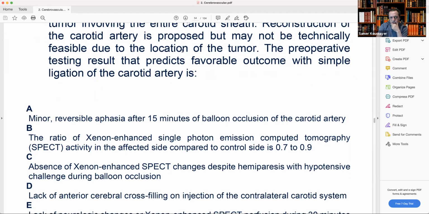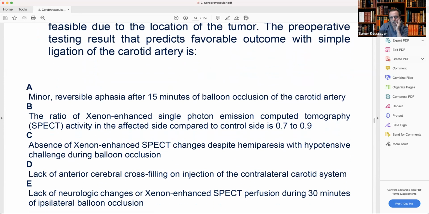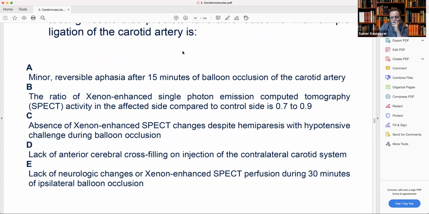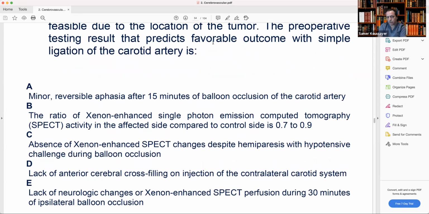So let's go through the question. I think it's a good question because as a practical question, you may need it even in your clinical life. So let's go through this question one by one. What he's asking is the predictor of favorable outcome. Which one says you have a good outcome? That means he will tolerate it. This is the question. Which of these tells you that the balloon occlusion test is negative, a favorable outcome? That means he will tolerate the ligation of the carotid artery. So let's go one by one.